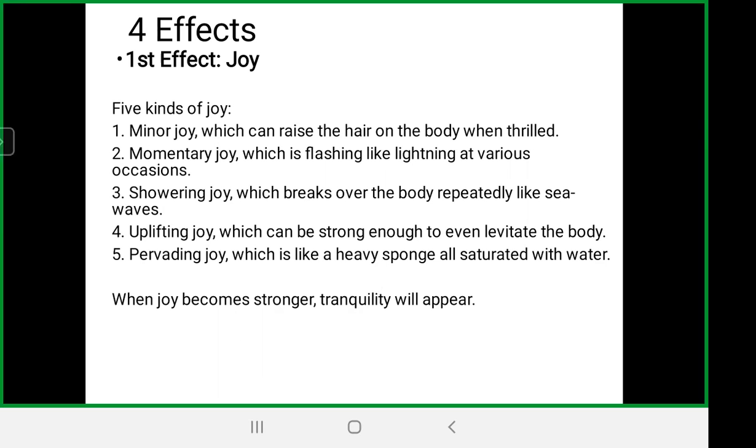The second one is momentary joy. It's very fast, like lightning. Suddenly it disappears very fast. This is called momentary joy. The third one is showering.